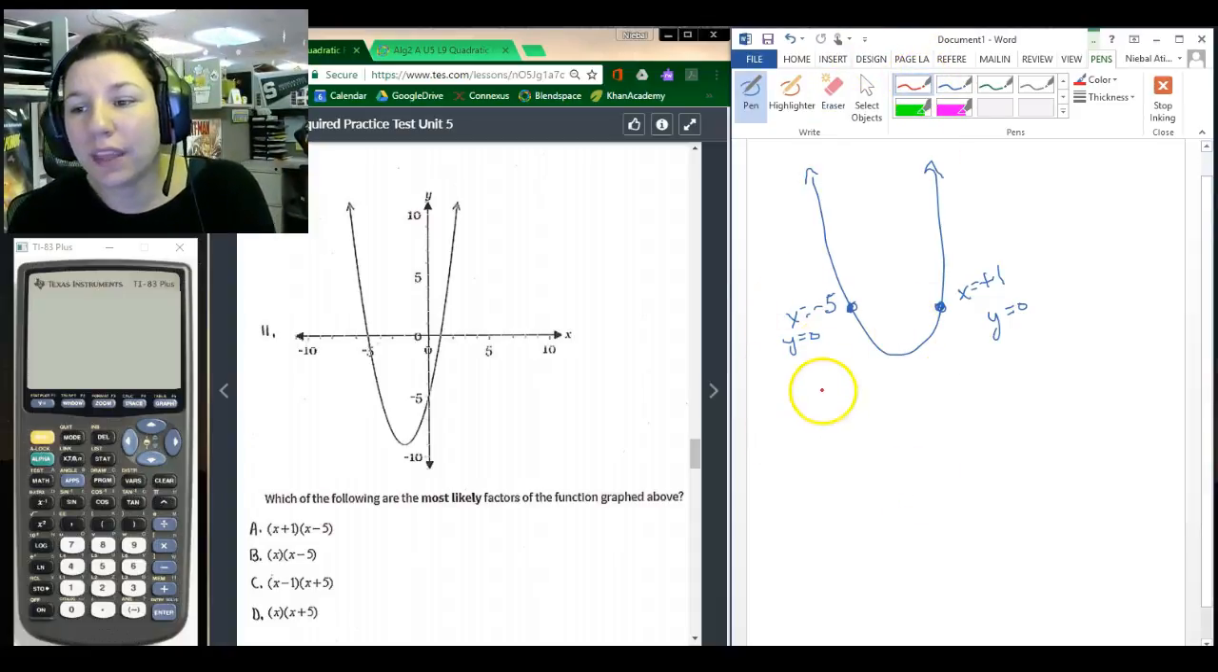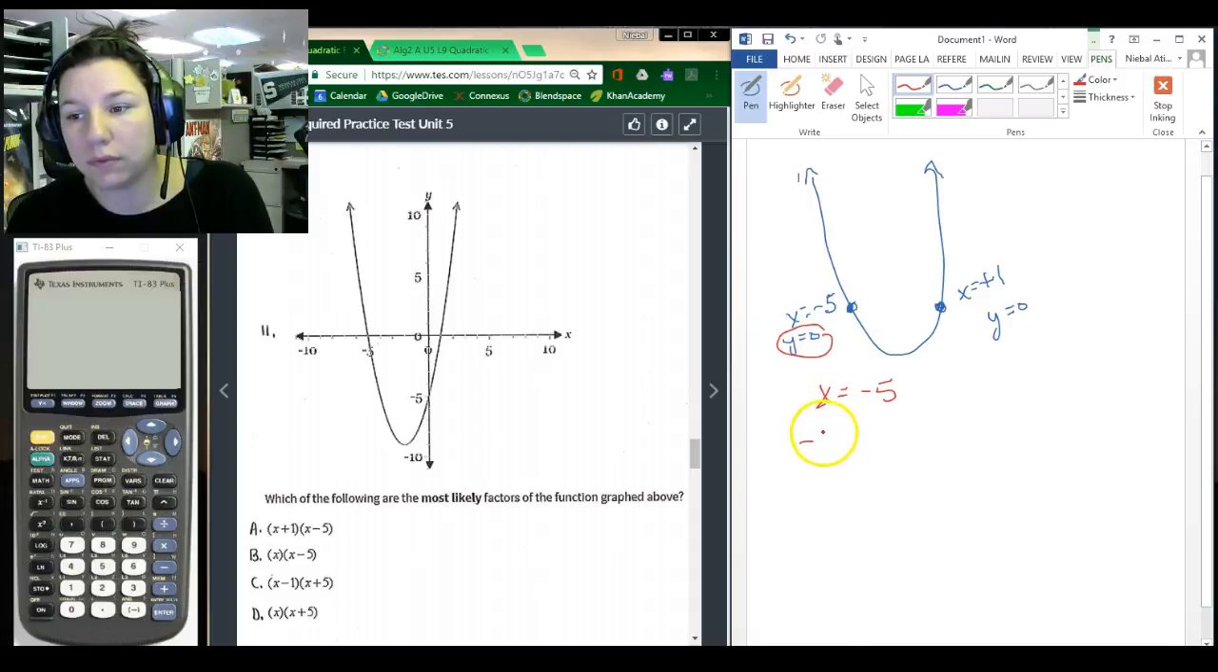So if x is equal to negative 5, when y is equal to 0, you've got to think of it this way. I have x and some number that need to equal 0. So the x is negative 5. We know that. What does that other number have to be? It has to be a positive 5, because negative 5 plus 5 equals 0. So that gives us x plus 5.